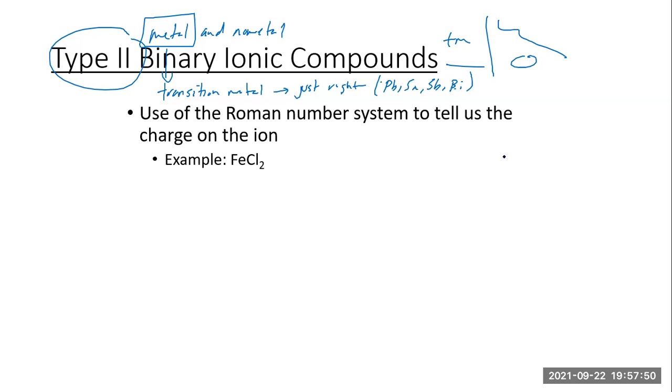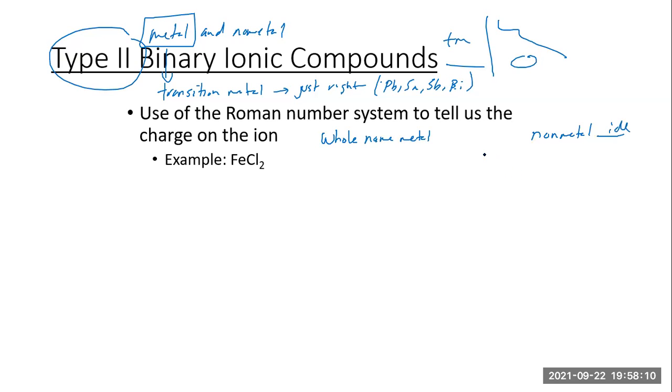So how do we go about naming these guys? We actually go about naming them the exact same way. We use the whole name of the metal, just like we do in type 1. We use the non-metal that ends in IDE, just like we do in type 1.